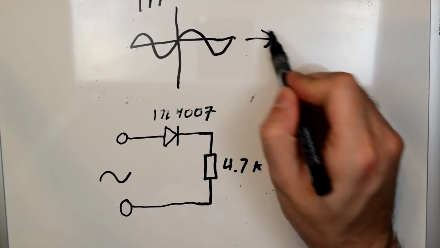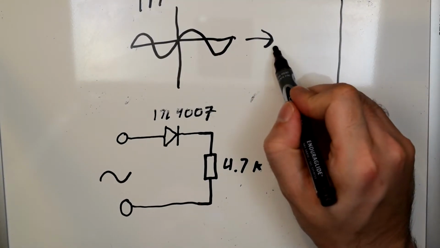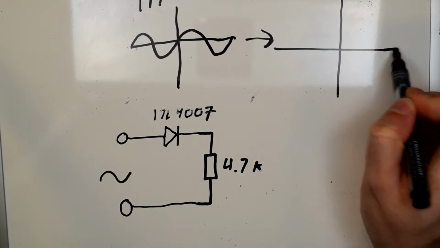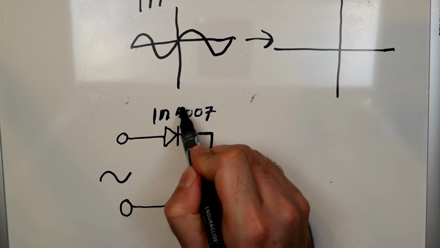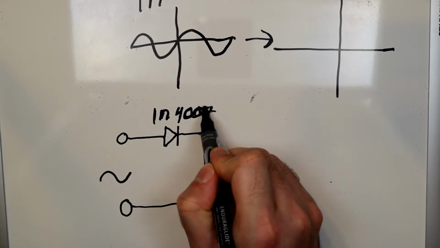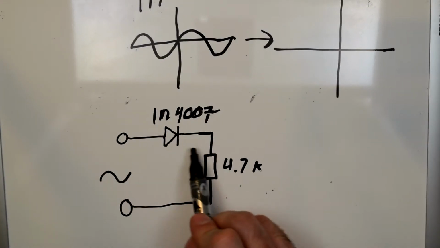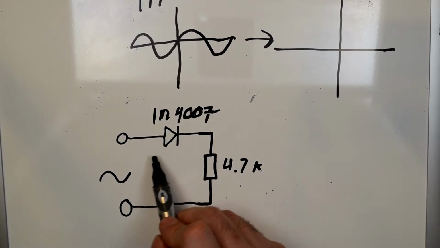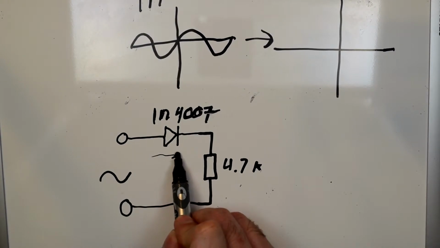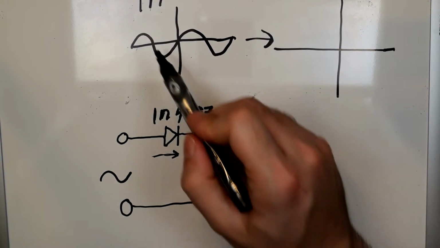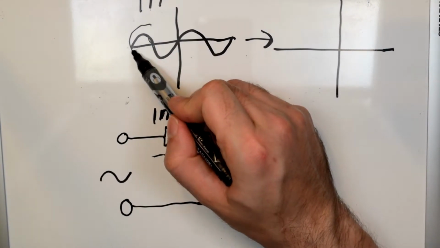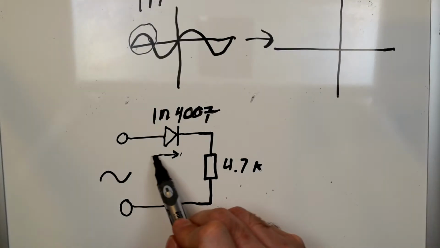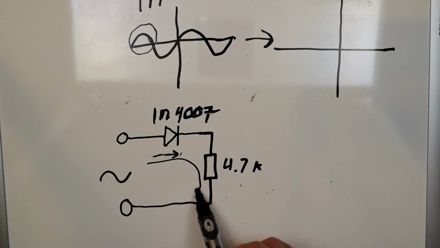Well, what's going to come out? Well, we know that diodes only allow the flow of current in one direction. And in this case, well, for conventional current flow, in this case, that's in that direction. So, while the waveform is positive, on this part of the waveform, current is going to be flowing through the circuit, just like it should.